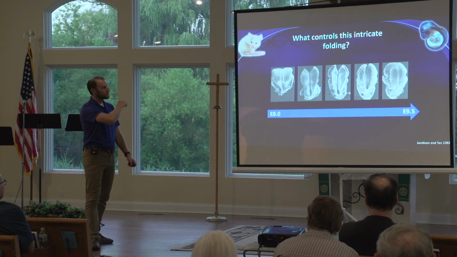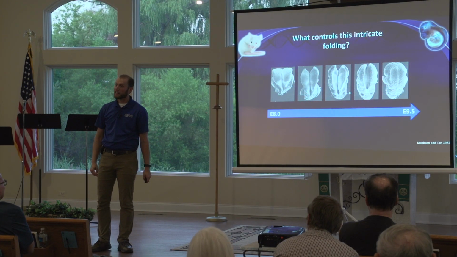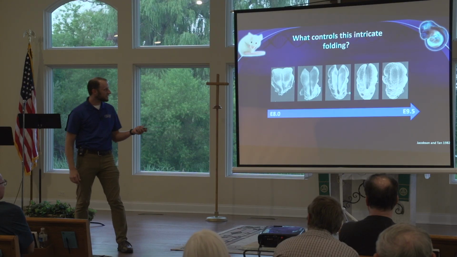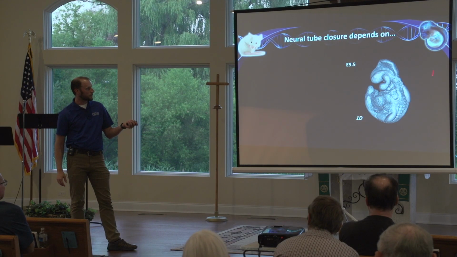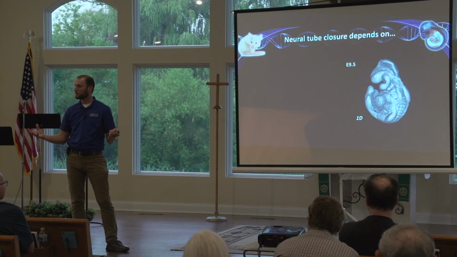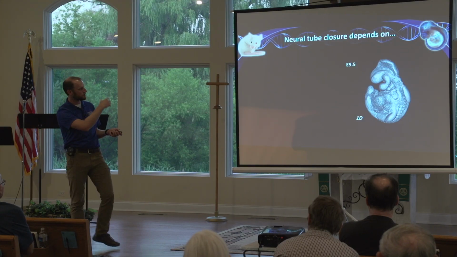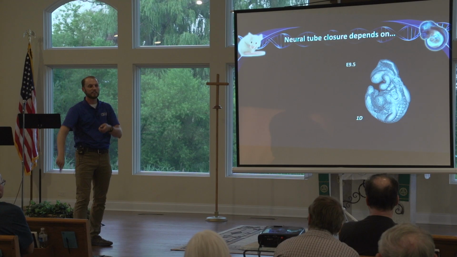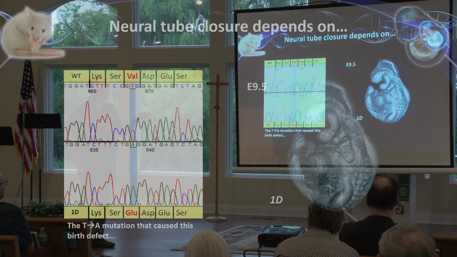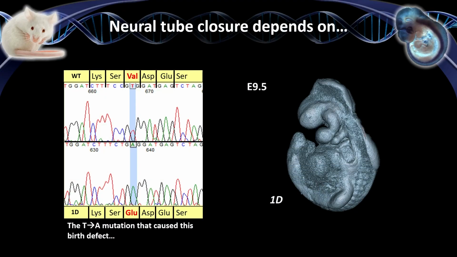So what controls this intricate folding? A lot of things do. And clearly, one of those things was messed up in our mutant. One of the genes that controls this was messed up in our mutant. So we went and found the needle in the haystack. And here's the needle in the haystack. This is the wild type, the normal sequence, and it has the letter T there in its DNA. The mutant has a letter A there instead of a T. One letter change out of 3 billion with a B, and the whole system fails.